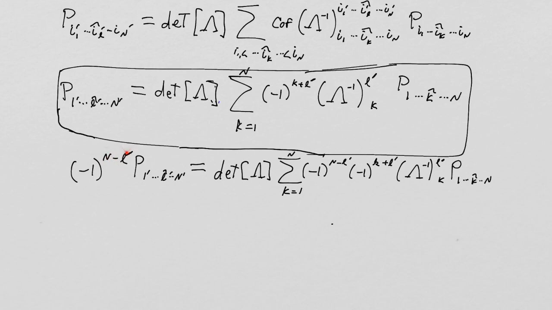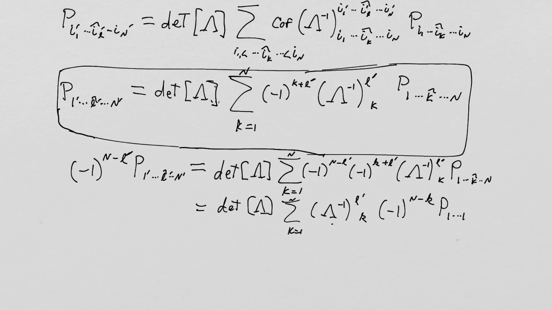There's going to be an n minus an index over here. We're going to want an n minus index over here just for symmetry's sake. So this thing is going to be det lambda, sum over k equals 1 to n of, and I'm going to now shuffle things around, the inverse matrix, the L prime k element, and then I'm going to have minus 1 to the n minus k, P1 dot dot dot k hat dot dot dot n, like that.